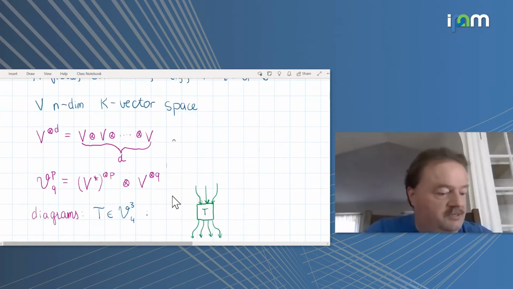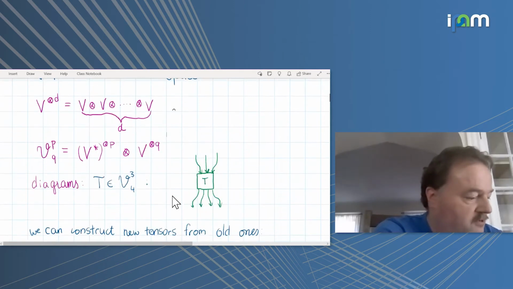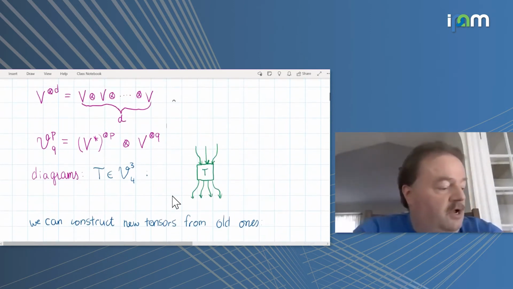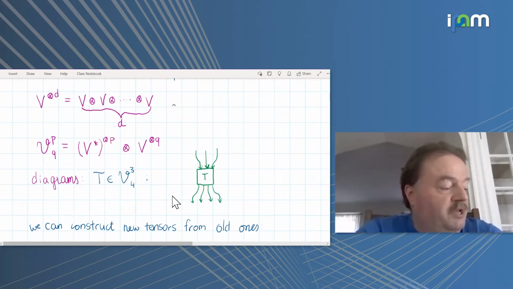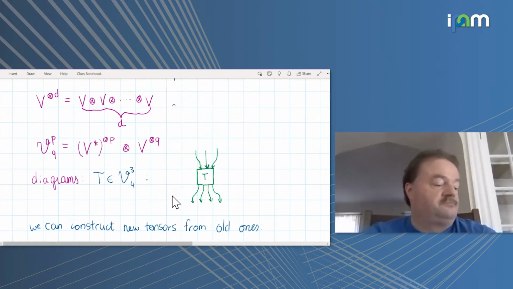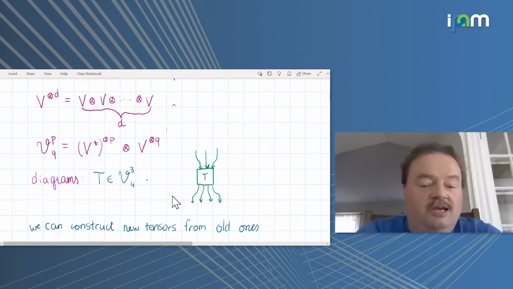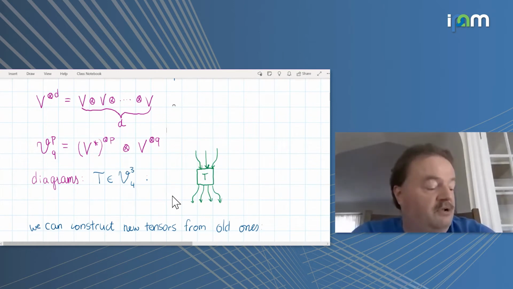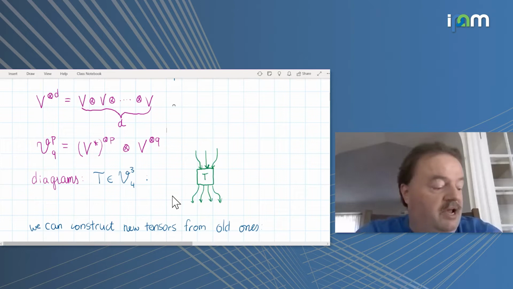Let's go slowly. In particular, we can also look at the dual space. So we can take the tensor product of, say, P copies of the dual space and Q copies of V. And so a tensor I will just write as a diagram. Every copy of the dual space, I think of it as an input, and every copy of V, I think of it as an output.